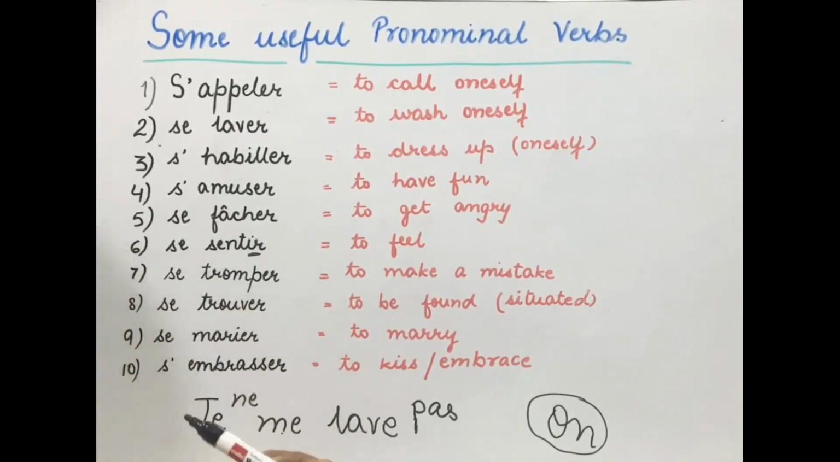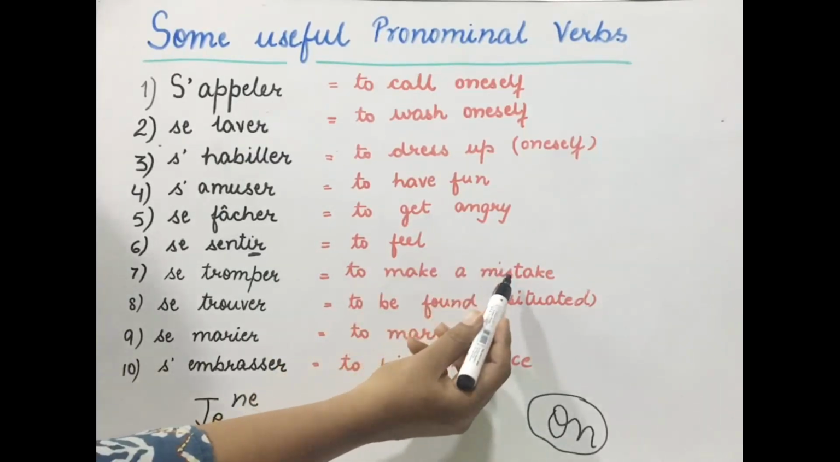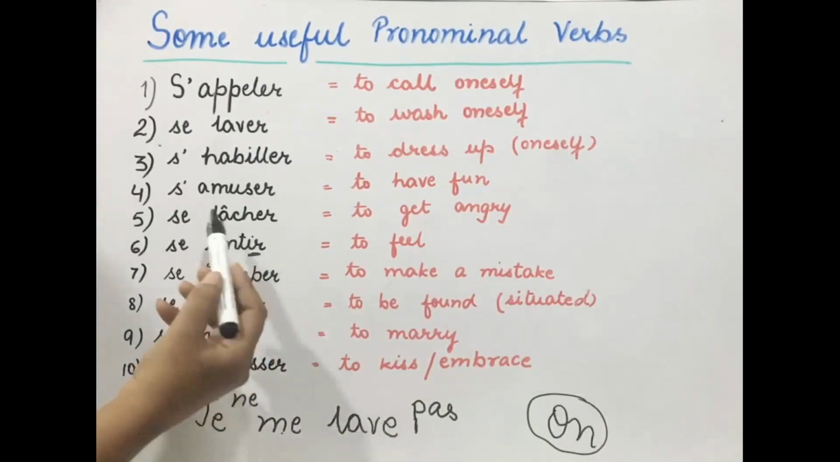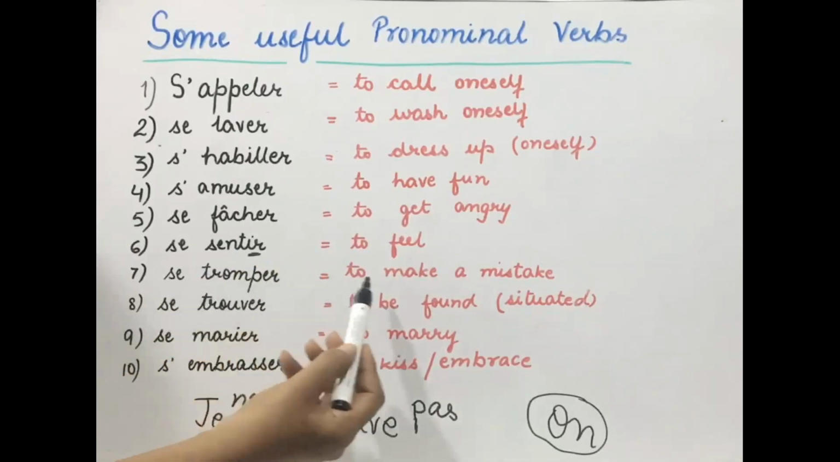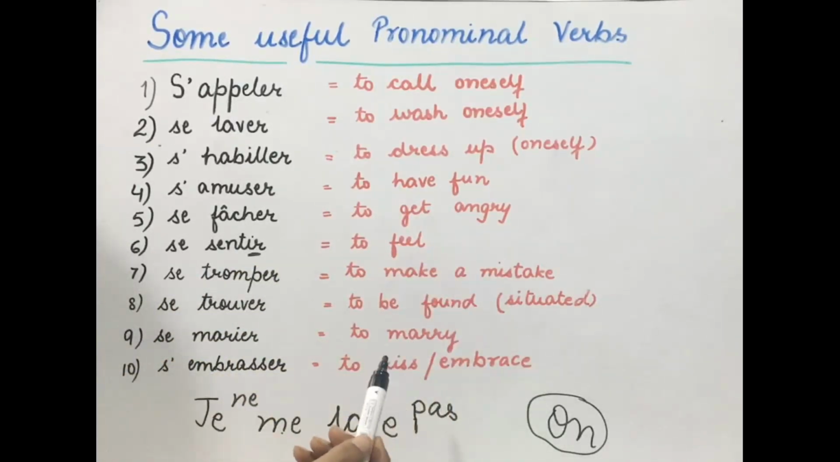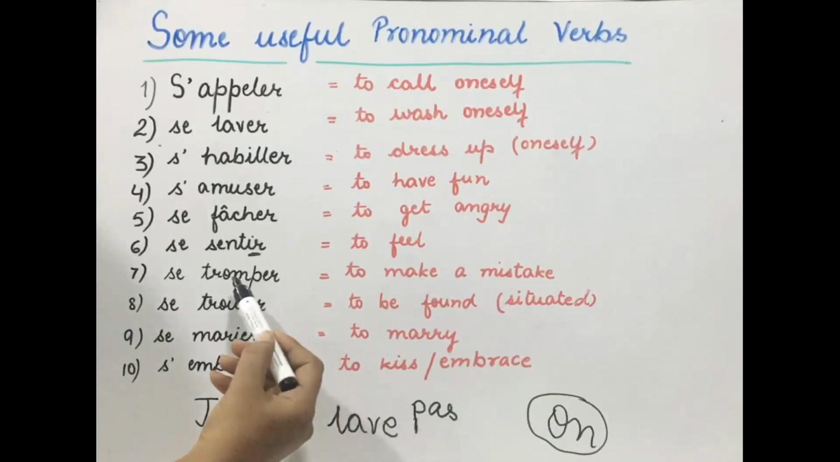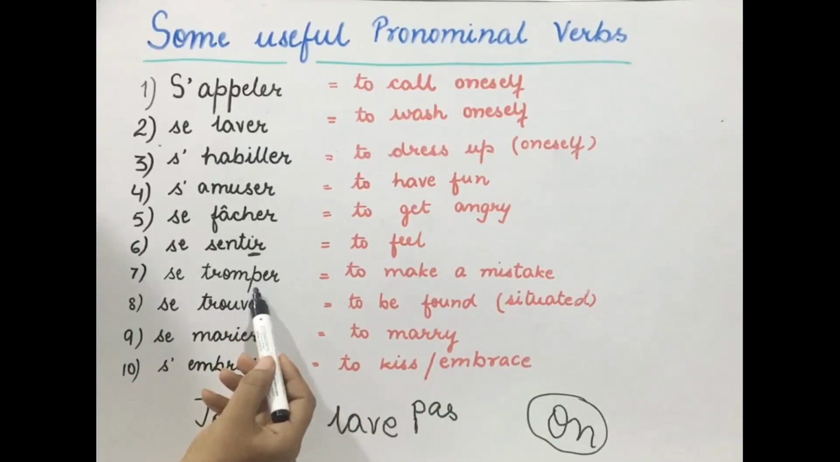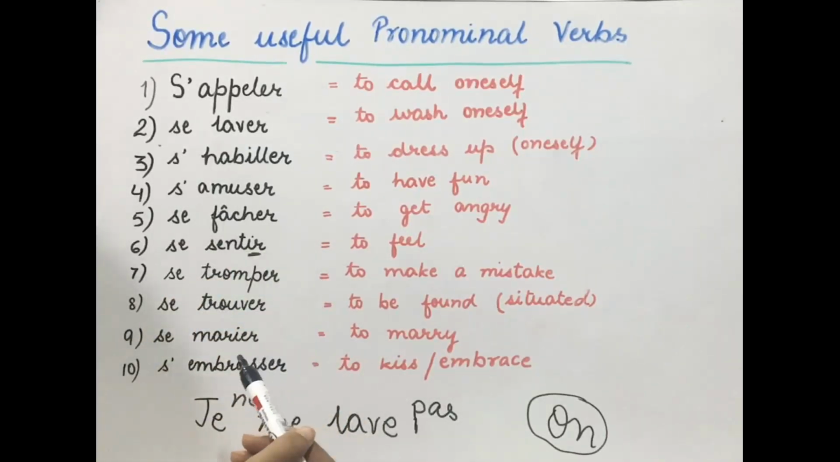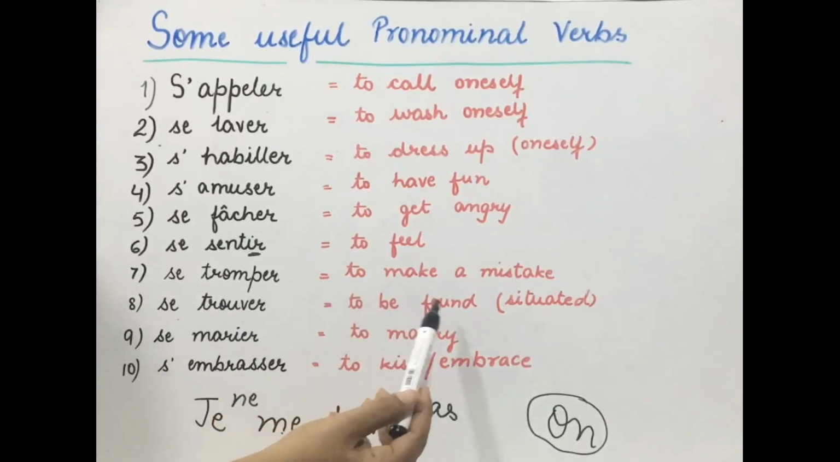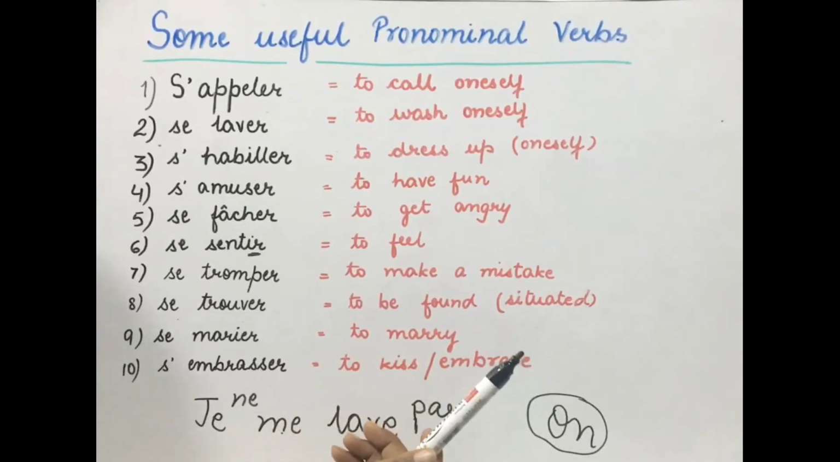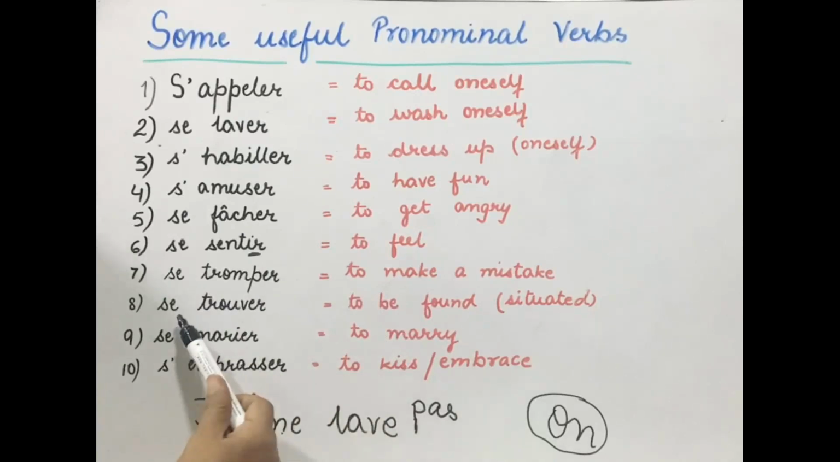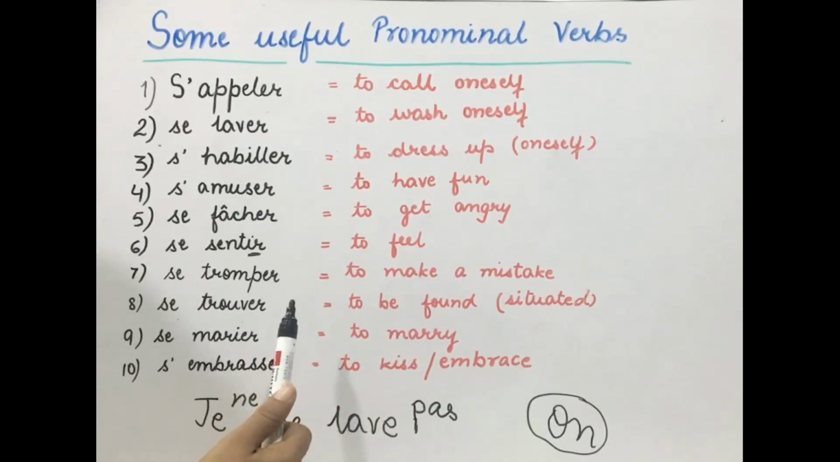Now the seventh verb is se tromper. Okay, se tromper means to make a mistake. So you can use that: when my children make a mistake, I get angry. Okay, quand mes enfants se trompent, je me fâche. Okay, then se trouver. Se trouver is to be found or to be situated. So you can say la tour Eiffel se trouve à Paris.